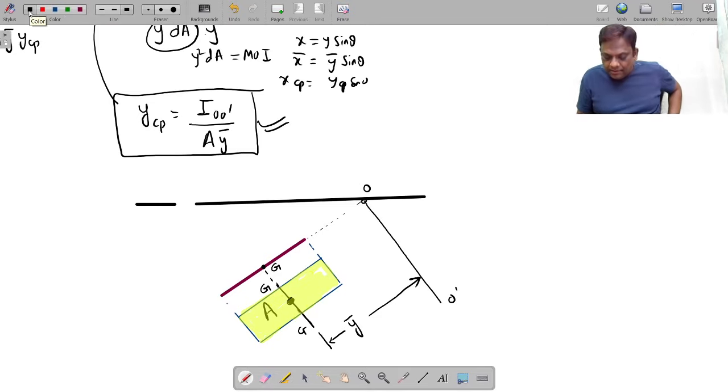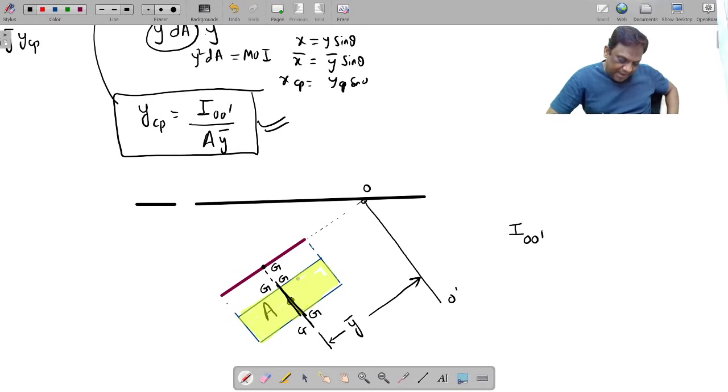Now look. You have studied the parallel axis theorem. Listen, my dear students. This is GG, the centroidal axis. If you want the moment of inertia about any parallel axis, these two are parallel. And what is the distance between the centroidal axis and OO dash? It is y bar.